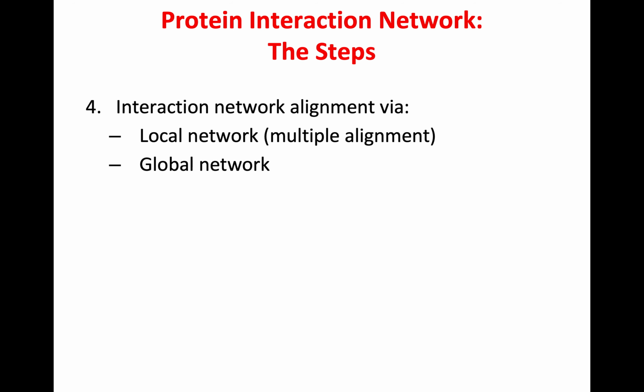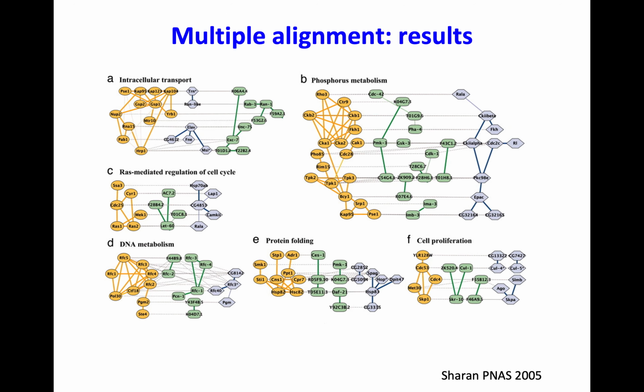The last step for protein interaction network is, of course, alignment, and this is done by a local network using multiple alignment, or global network. The difference between them is that in multiple alignment, your results will be as such. You can get your multiple alignment in different parts, or in terms of different parts of the biological processes, for example, different metabolisms, as you can see over here, and so forth.